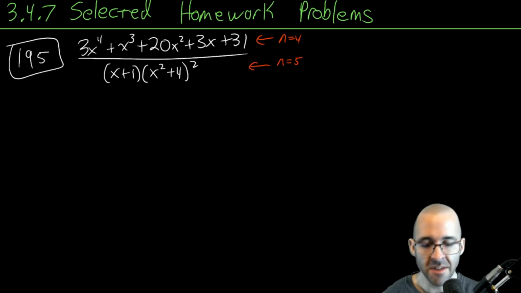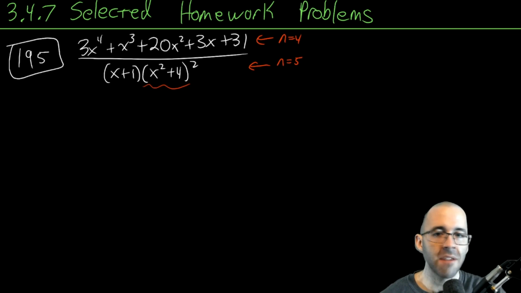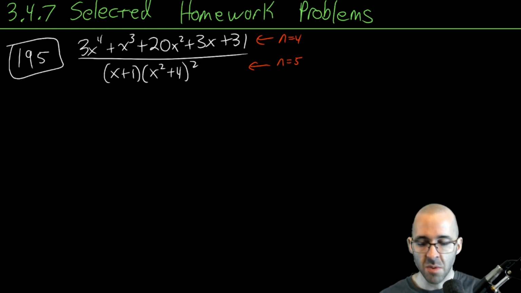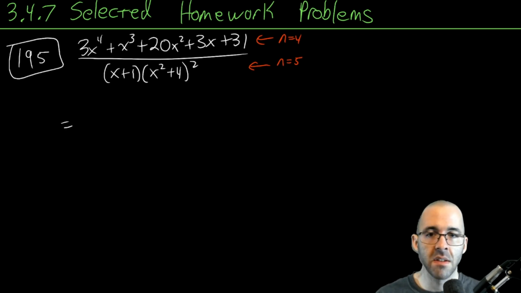It's already factored for us too. We have one linear factor and a repeated quadratic factor. And specifically, this is not reducible. We can't factor this. If we could, we would. But we can't factor it. So we're ready to jump right into it.